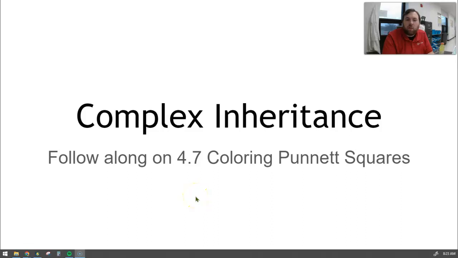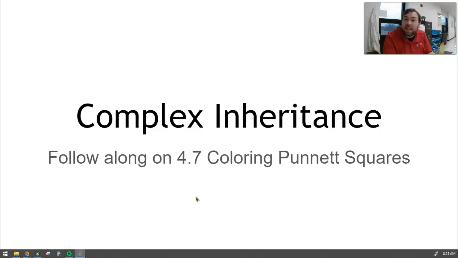Good morning, everyone. Today we're going to look at complex inheritance, as in when do these Punnett squares get a little bit more complicated, and how can we determine the genotypes and phenotypes that are displayed in a population. You're going to want to follow along with our activity here of 4.7 coloring Punnett squares, because I'm going to tell you exactly how to get through some of these, and I'm going to pause the video so that you can work through some of them on your own, as well as check your answers with me here.